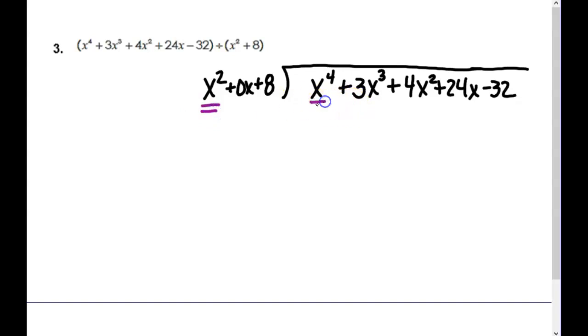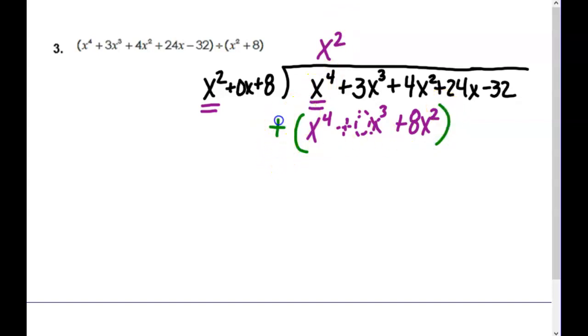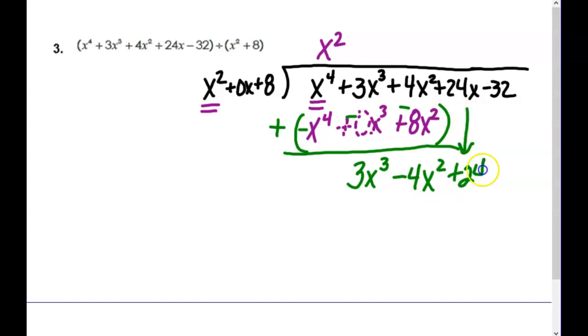Okay. X squared to become x to the 4th, you would need to multiply by x squared. But now we have to distribute that out here. So x squared times x squared is an x to the 4th. X squared times 0x would still be 0, right? If you want to write it here as a 0x cubed, or you just skip that spot because it's 0. And then x squared times 8 would be a plus 8x squared. Now, if we subtract all that, or add the opposite, this is 0. This is 0, so we just bring down the 3x cubed. 4x squared minus 8x squared is a negative 4x squared. And I'm probably going to need to bring down the 24x back here.